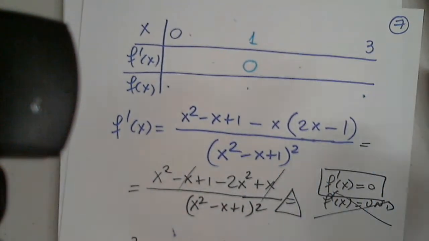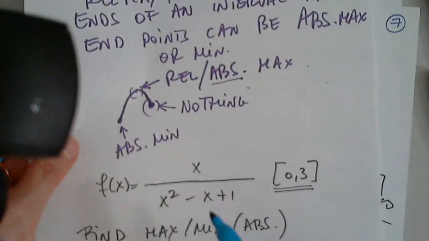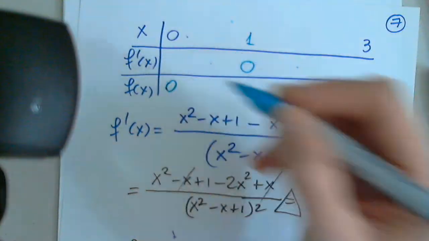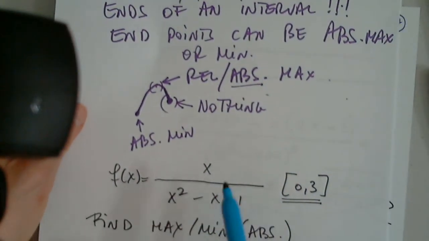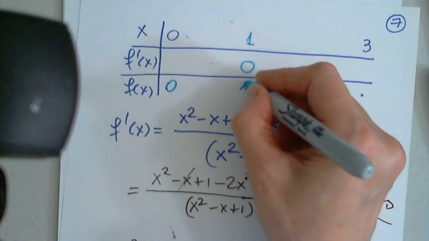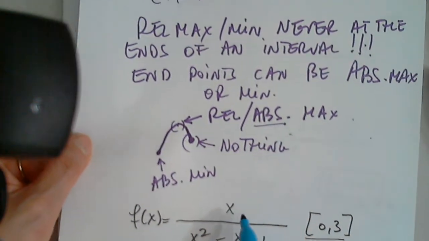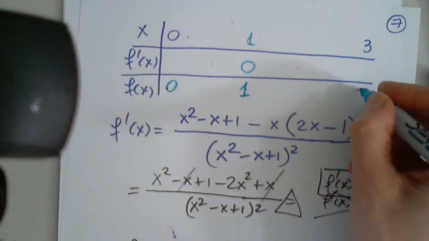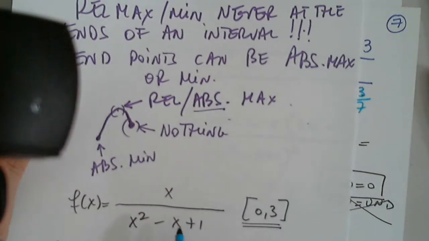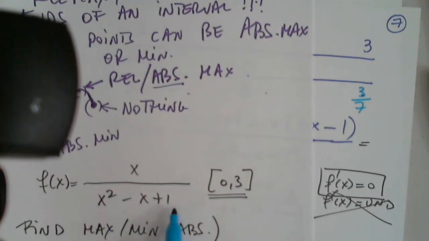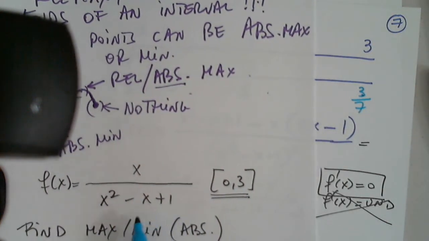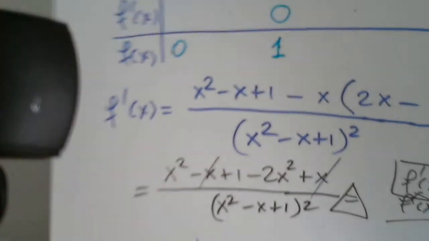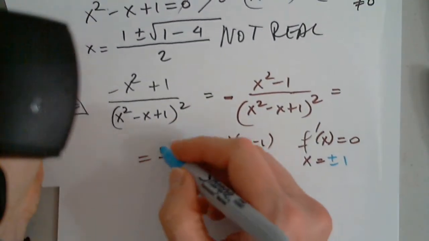When I plug in 0, it's very clear: 0 over 1, this will be 0. When I plug in 1, I have 1 over 1, which is 1. And when I plug in 3, I get 3 over 10 minus 3, which is 3 over 7. I'm checking that. So the top is 3. One more time: 9 plus 1 is 10, 10 minus 3 is 7. Good. Now we have to study the sign of the derivative. This is the derivative.